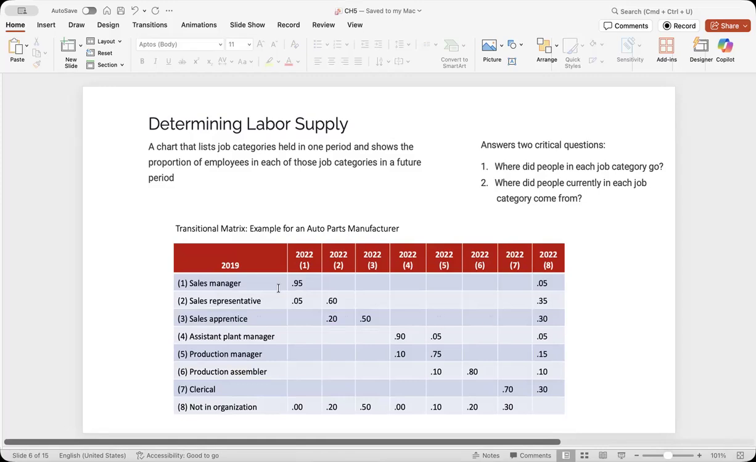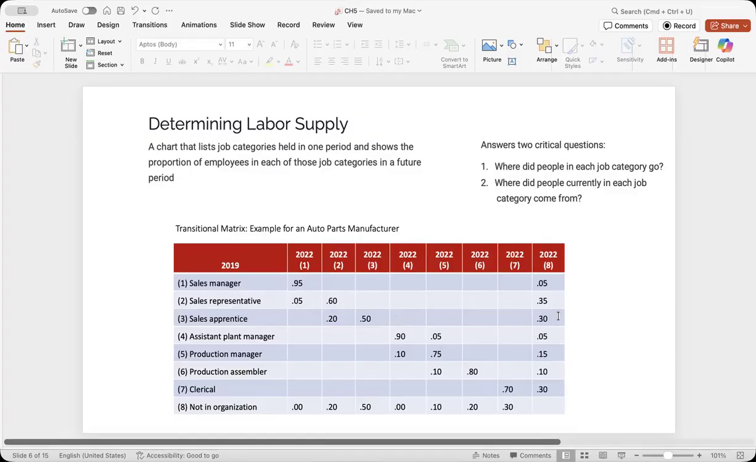This is a great metrics to be able to show. So assistant plant manager, number four, 90, that's who we had. 90% of the people that were plant manager in 2019 are still plant manager in 2022. 5% of them have moved to production manager, and 5% of them have moved out of the organization. Okay. And so again, sales apprentice, 20% of them have moved to sales rep, 50% of them are still sales apprentices, and 30% have moved out of the organization.